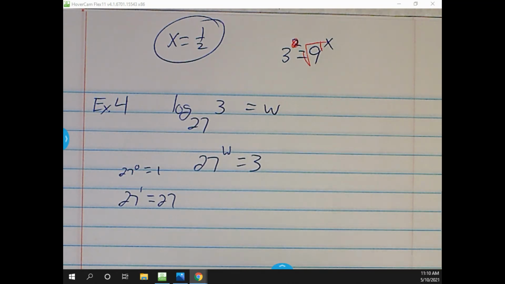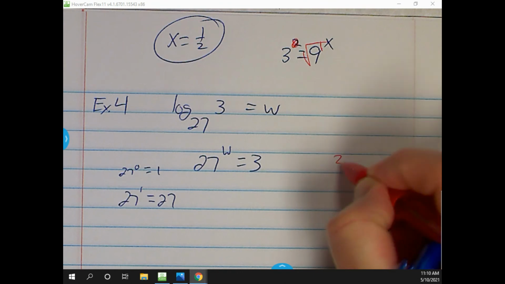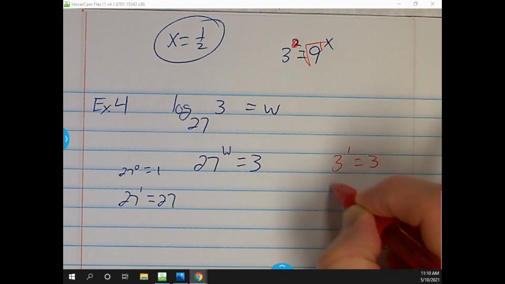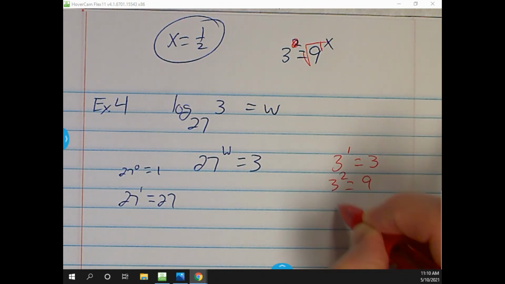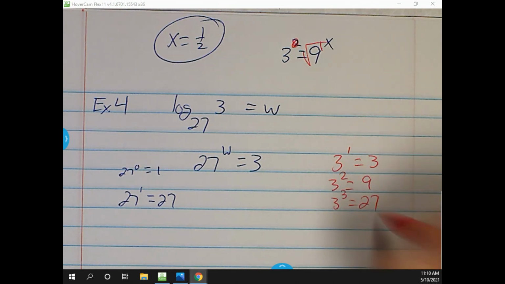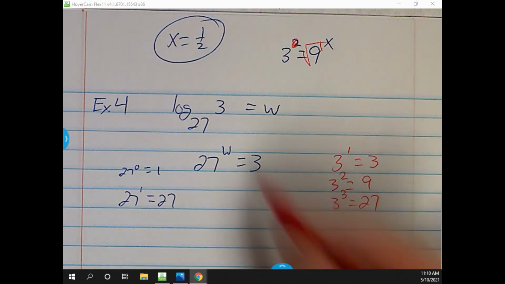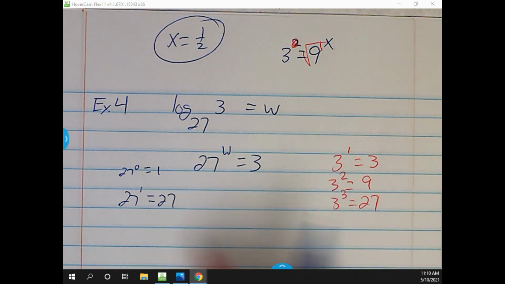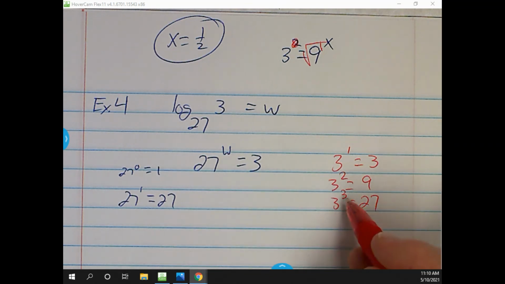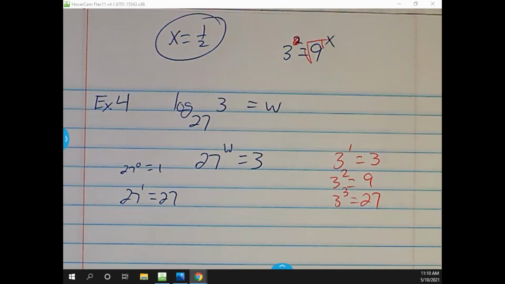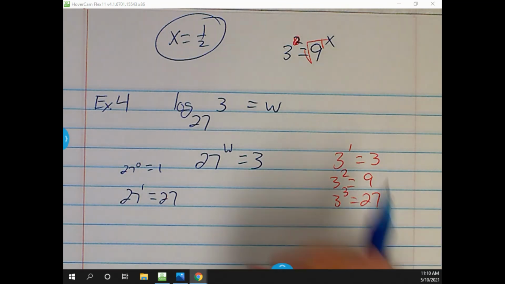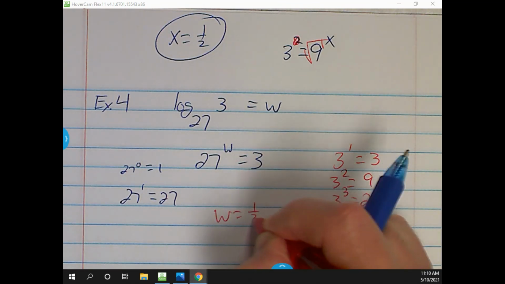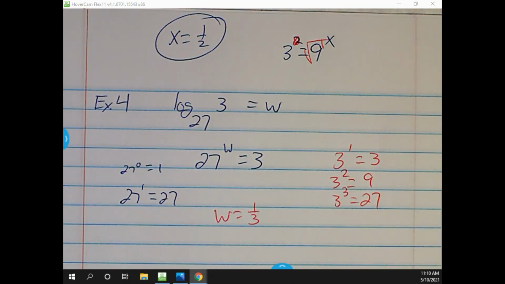So here's kind of what you have to think about. Just go through your powers of 3. 3 to the first is 3. 3 squared is 9. 3 to the third would be 27. So if we did 3 to the w power, it'd be 3 to the third. Well, in this case, since we're kind of going backwards, instead of being a positive, instead of being a third like this one, this will make it a fraction. So w in this case would wind up being to the 1/3 power. It'd basically be like the third root of 27, if you want to think about it that way.